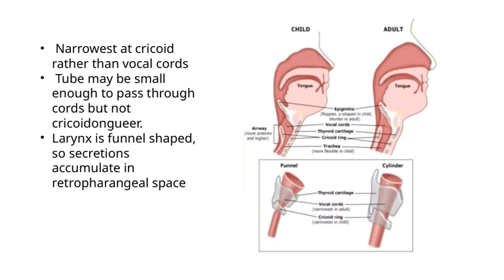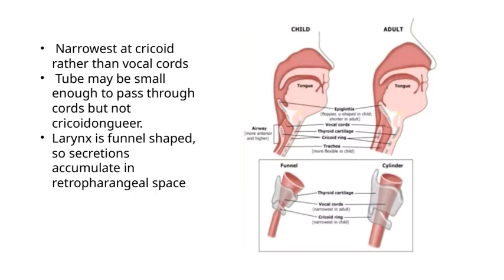Since the larynx is funnel-shaped, secretions tend to accumulate in the retropharyngeal space, which can complicate airway management. Understanding this anatomy helps us anticipate potential issues, especially in emergency situations or when performing procedures like intubation.